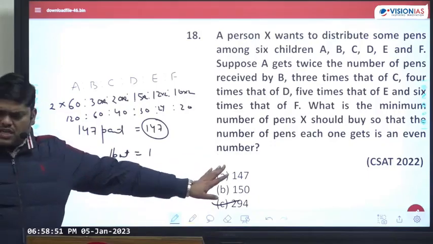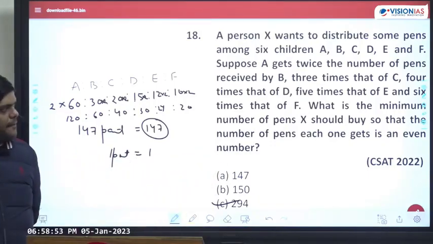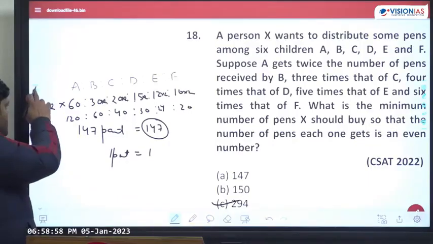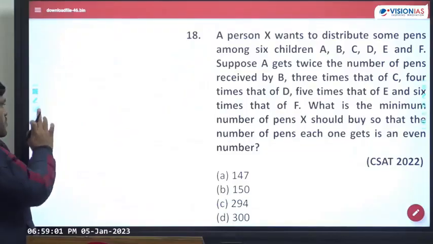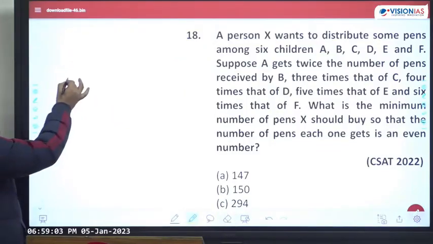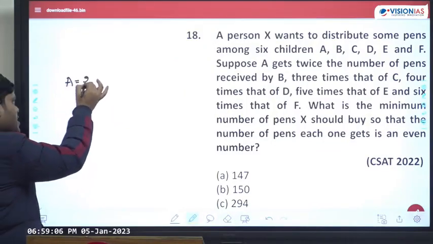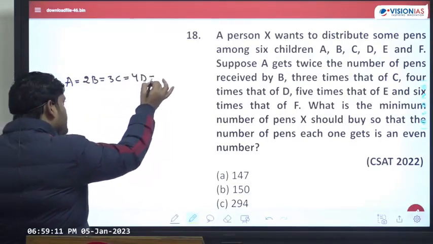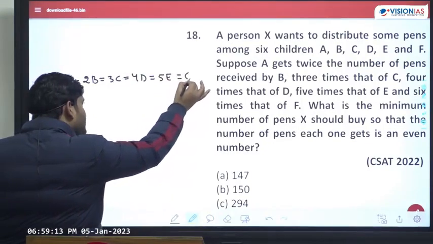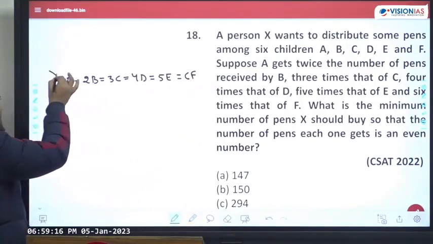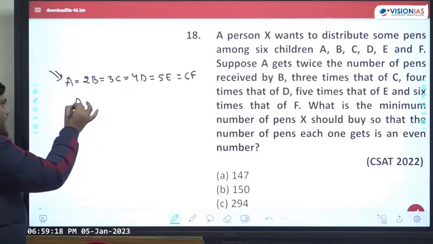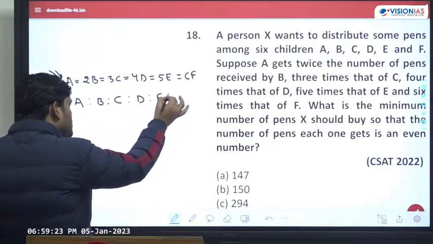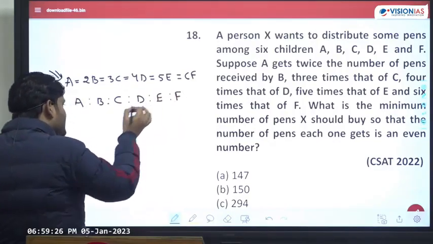Again, a simple question. Please explain again. Okay. What is given in the question? It is given that the number of pens A receives is equal to twice of B, thrice of C, 4 times of D, 5 times of E and 6 times of F. If anything is given in this form, we can change it into ratio form. Last class I told you.